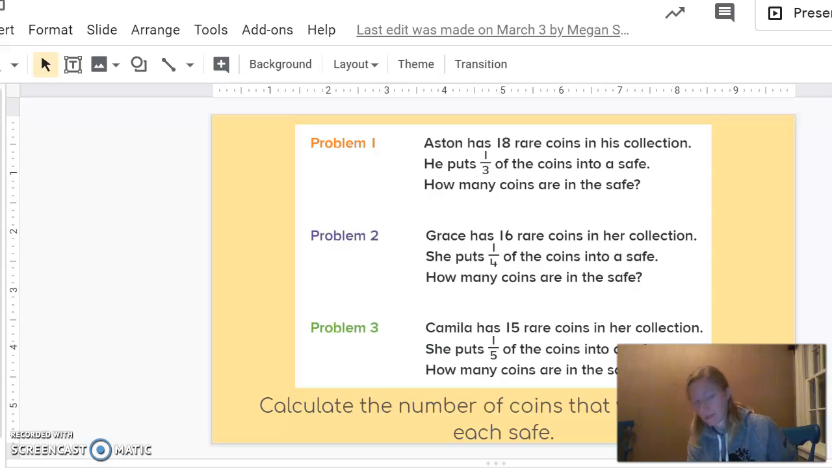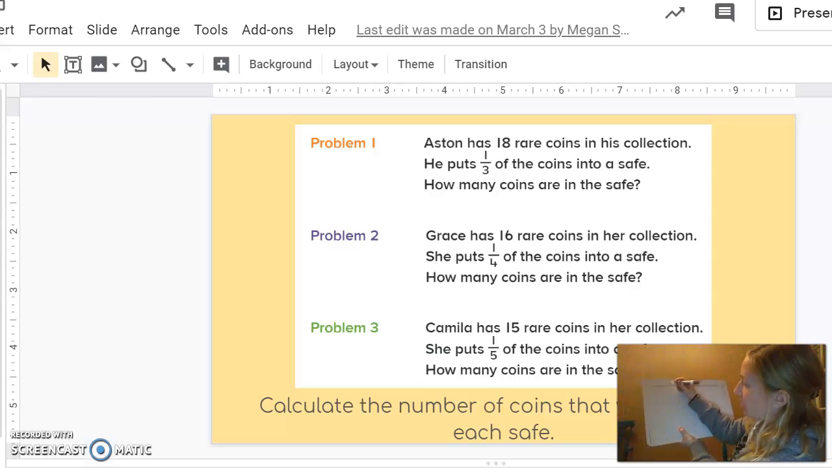Okay, the second problem. Grace has 16 rare coins in her collection. She puts 1/4 of the coins into a safe. How many coins are in the safe? Very similar to the first problem. So now I know Grace has 16 rare coins. She's going to put 1/4 of them into the safe.